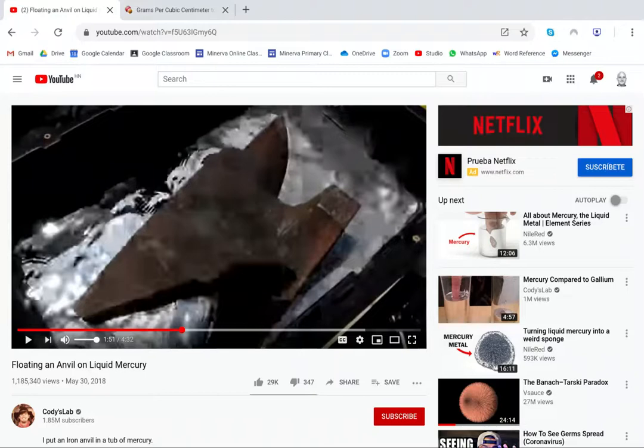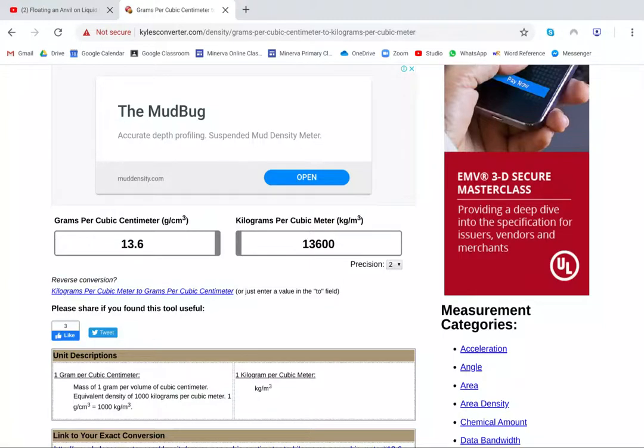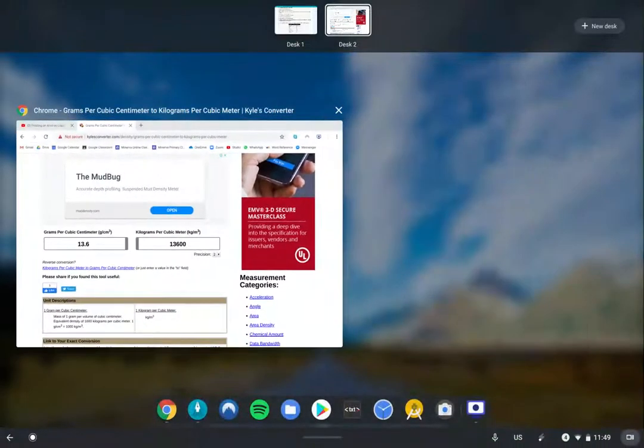I also want to show you guys really fast an interesting conversion. You can see that on the worksheet they're using grams per centimeter cubed. To convert to the SI units, kilograms per meter cubed, what you really do is multiply by 1,000 to convert this entire unit at one time into kilograms per meter cubed.